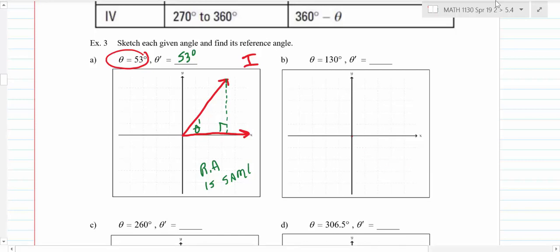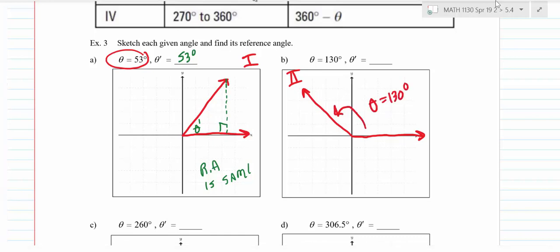Okay. Let's do 130 degrees. Okay, so just sketch it. Doesn't have to be perfect. All that matters is you know you're in quadrant 2. All right, so just kind of draw a quadrant 2 angle. Now that would be theta equals 130 degrees. That's the original angle. So to find the reference angle, you go straight down to the x-axis, and then that's theta prime.